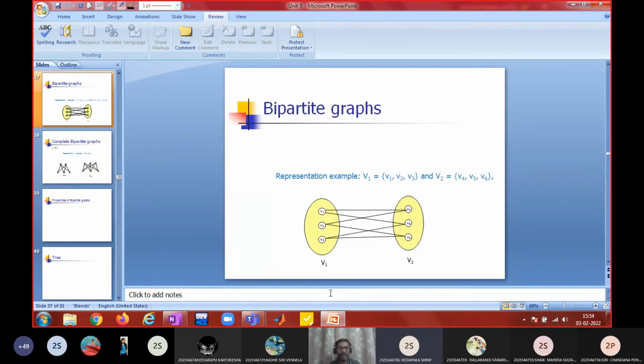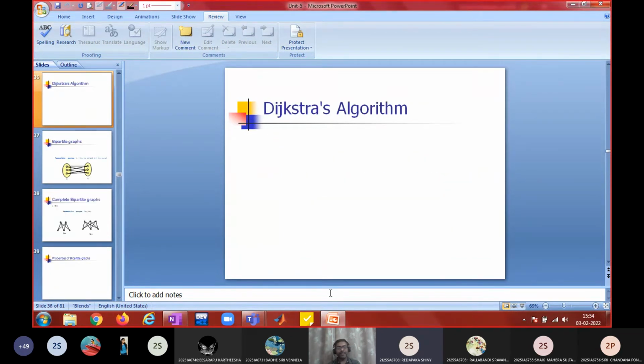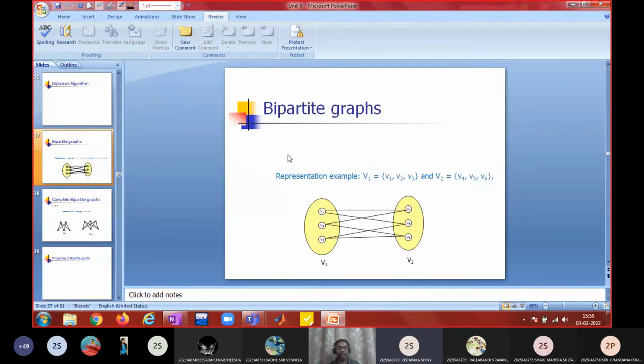Let me complete this bipartite graph. A bipartite graph is nothing but a graph where you partition the vertex set into two sets such that no two vertices in the first set are adjacent, and no two vertices in the second set are adjacent. That means there should not be any edge between any two vertices of the first set, or between any two vertices of the second set. There may or may not be edges connecting vertices across the two sets, it doesn't matter, but vertices within a set should not be adjacent. Such a graph is said to be a bipartite graph.